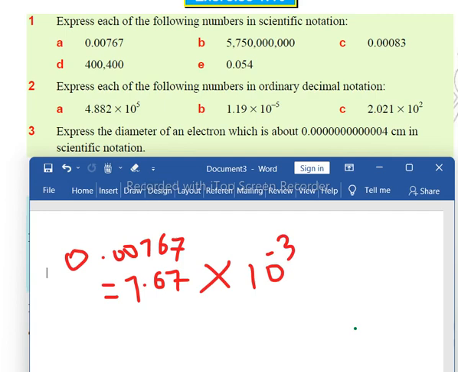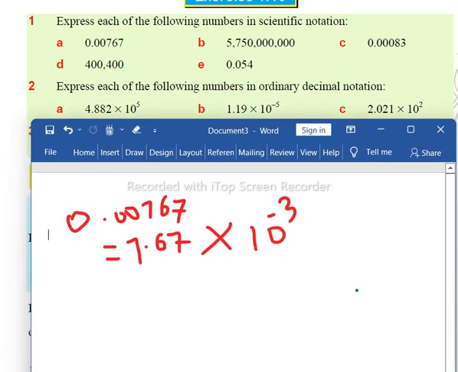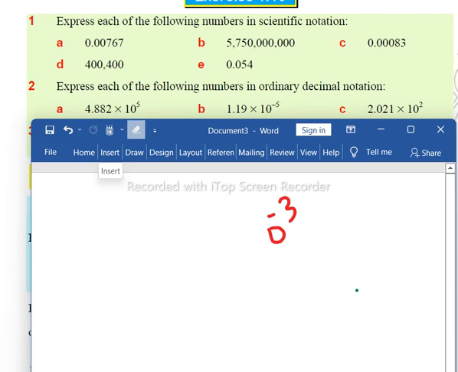So this is for letter A, and we will do letter B. Under B, we have the given number 5,000,000. This is a very large number. Since the number is not decimal, we have to use a positive power.